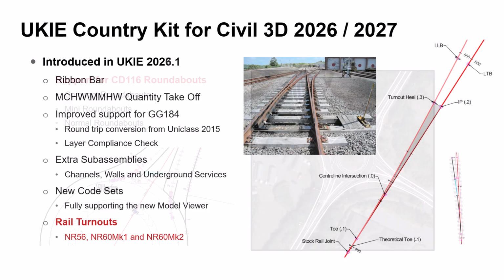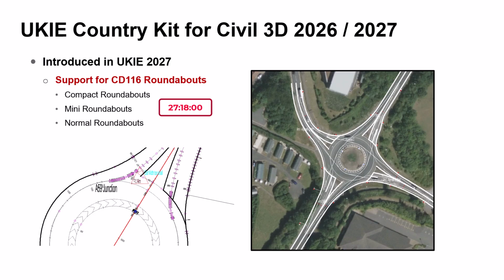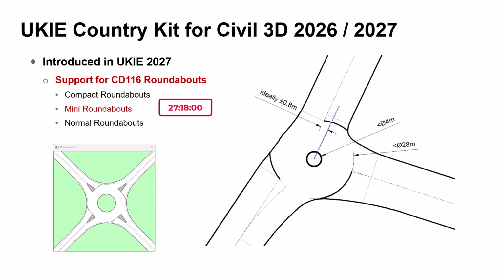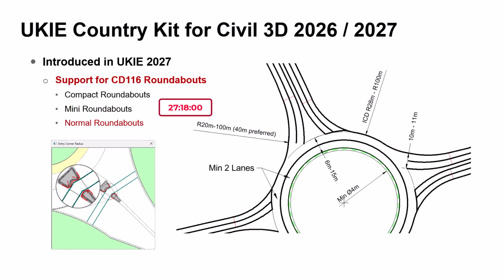Support for CD116 roundabouts, based on the roundabout engine in vehicle tracking, is new for 2027. There are 4 roundabout types supported: compact roundabouts, mini roundabouts, and 2 types of normal roundabout. We will be designing a compact roundabout in the video to highlight the challenges of roundabout design.